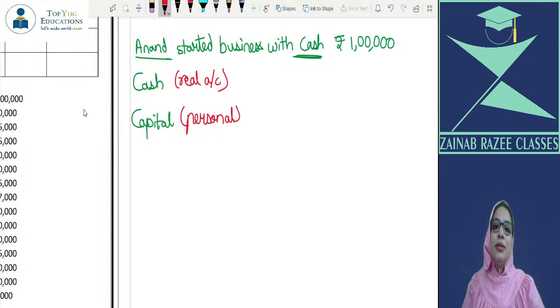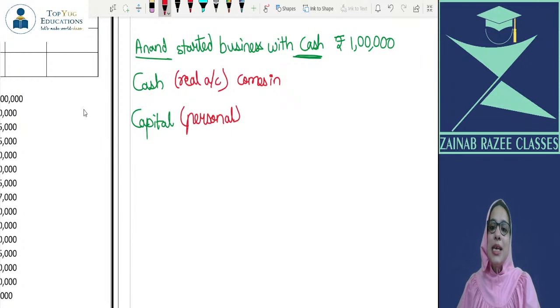It represents Anand. Okay. Now the rule for real account is debit what comes in. When we are recording in our books, we are thinking from business point of view. So from business point of view, cash is coming in the business. I hope all of you agree. I'm going very slow. Cash comes in the business. So debit what comes in. Hence I will debit it.